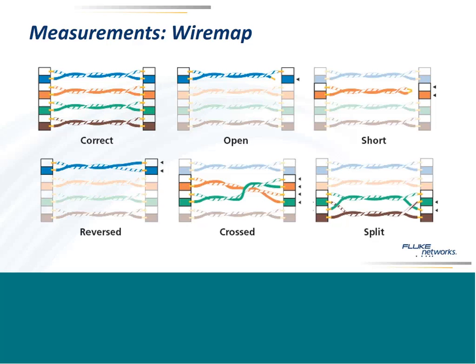The last one I want to talk about is split pairs. And in a split pair, what you see happen is if you look at the ends, everything's connected to where it should be. In other words, if I follow, say, that green one all the way through to the other end, even though it goes through the brown cable, it comes out to the green end on the other side. You think, well, that should be okay.